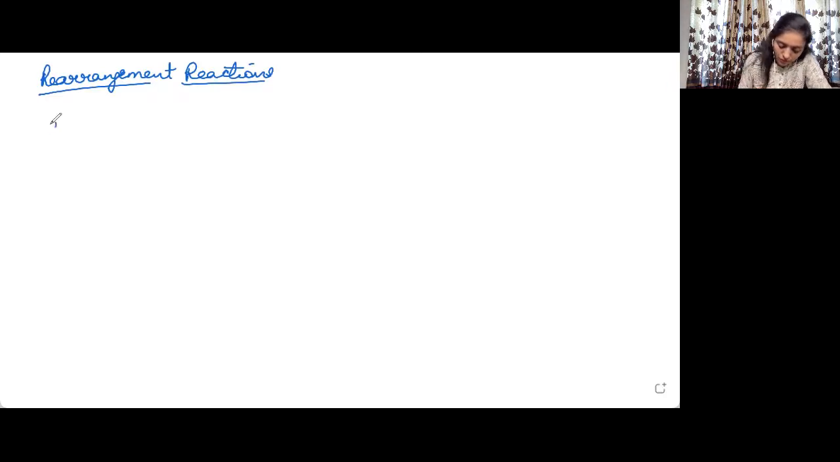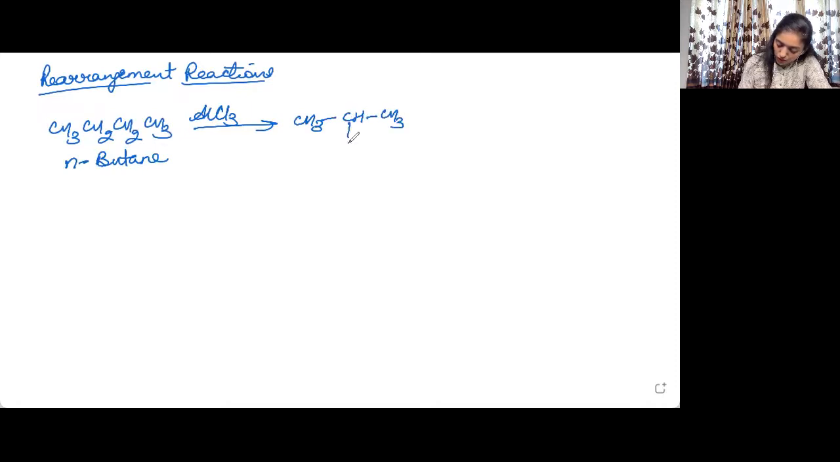For example, if we have butane and we treat it with aluminum chloride, so this is n-butane, normal butane. It is treated with aluminum chloride and it will lead to the formation of isobutane.